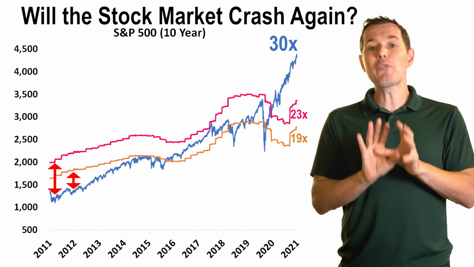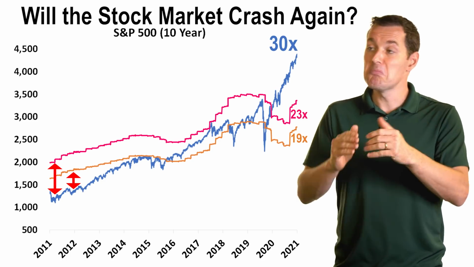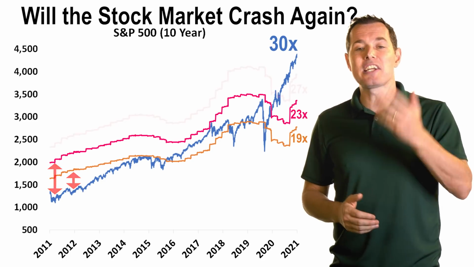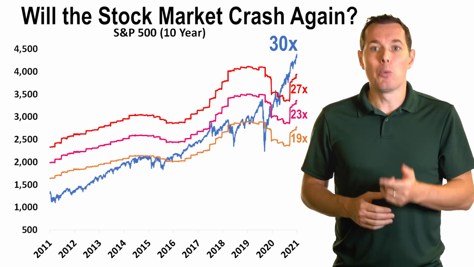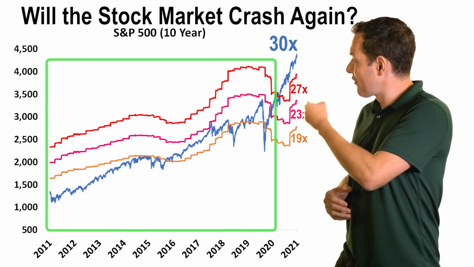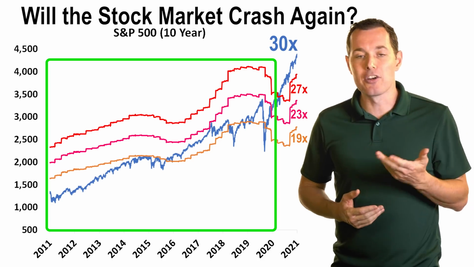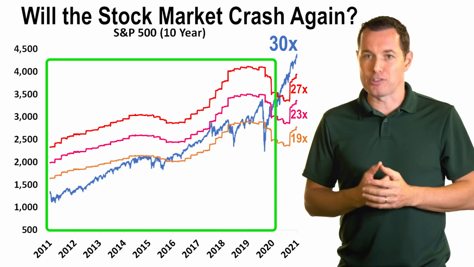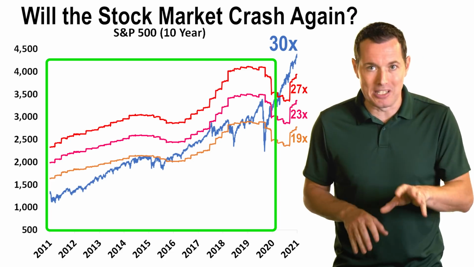Okay, now what if we say 23x isn't high enough? What if it should be, let's go 4x more and say it's 27x. Well, at 27x, now it looks like all of these years before the most recent time period were undervalued. And clearly that's just ridiculous. And common sense also says that it shouldn't be trading at 27x.